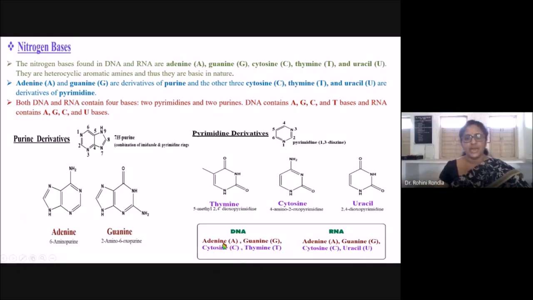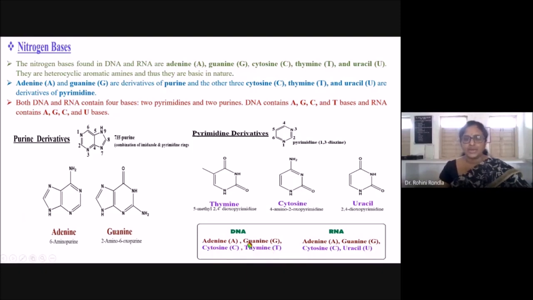What are the names? Adenine, guanine, cytosine and thymine. Okay, next RNA. RNA also has 4 nitrogen bases. What are the names? Adenine, guanine, and the remaining 2, cytosine and uracil. So just only one difference: thymine and uracil differ in these 2 nucleic acids.